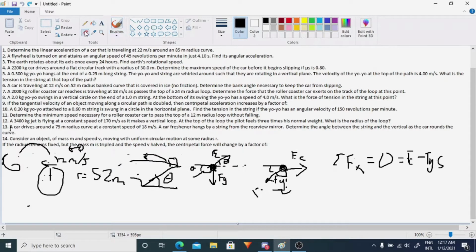Wow, it's annoying to erase. There's not a bigger size, is there? Doesn't appear so.